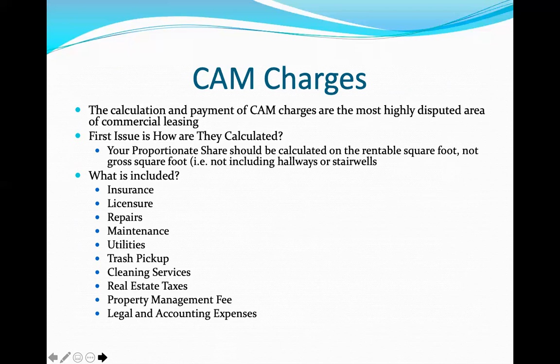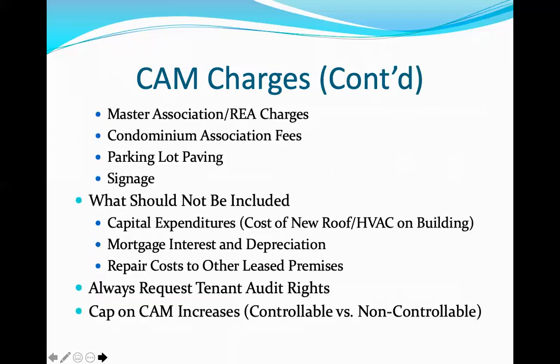And so generally, what do your CAM charges include? They include insurance, licensure, repairs, maintenance, utilities, trash pickup, cleaning services, real estate taxes, property management fee, legal and accounting expenses, master association or REA charges, condominium association fees, parking lot paving, signage. What should not be included?